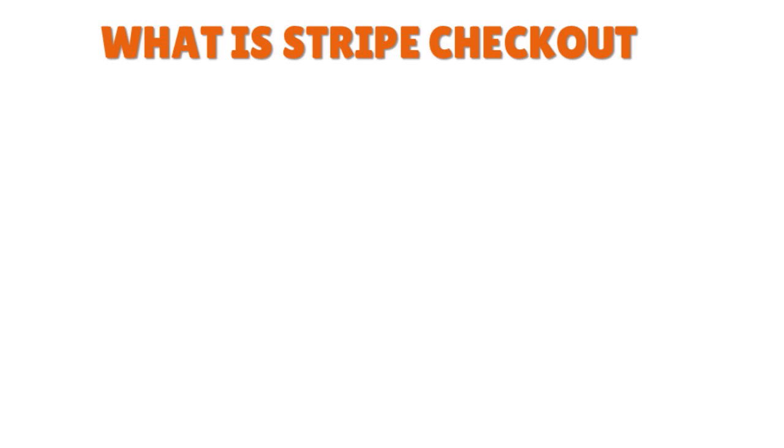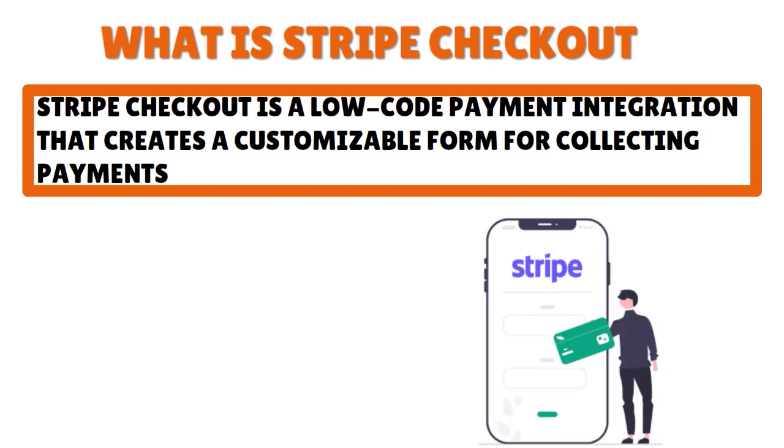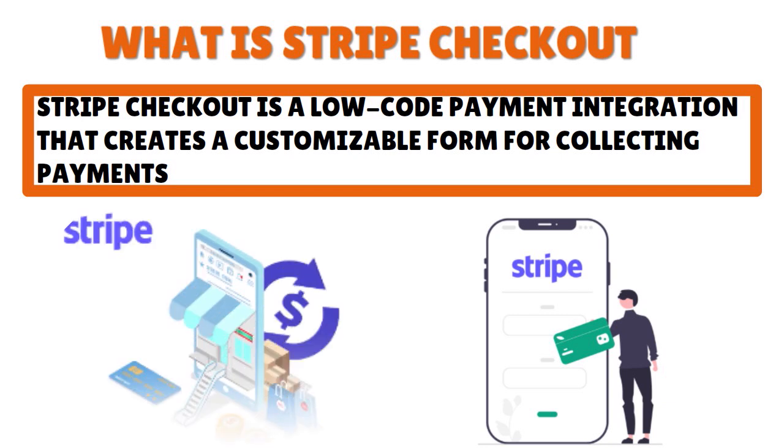When you think about accepting payments with Stripe on your website, you have to familiarize yourself with Stripe Checkout. Stripe Checkout is a low-code payment integration that creates a customizable form for collecting payments. The cool thing is you can redirect customers to a Stripe-hosted payment page or embed checkout directly in your website. Low code doesn't mean no code. It's not far from no code, but it's still not equal to no code. So embedding Stripe checkout on your website requires code integration.